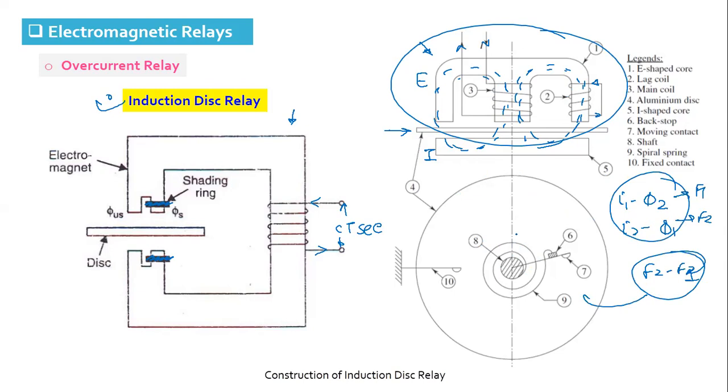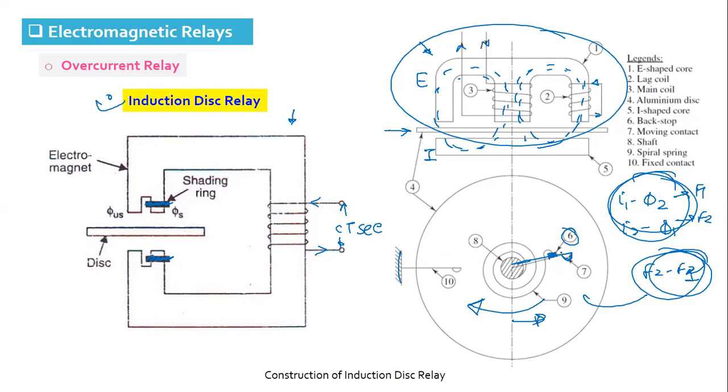So there is a spring which will hold the disc at the back position, and we will keep it standstill at a position which is called the backstop. This is a moving contact attached with the shaft with the rotating disc, and this is the fixed contact. When the force developed by the interaction of the current and flux is more than the spring torque, the disc will rotate in the opposite direction, and the moving contact will hit the fixed contact, and that is what we call the relay being operated.